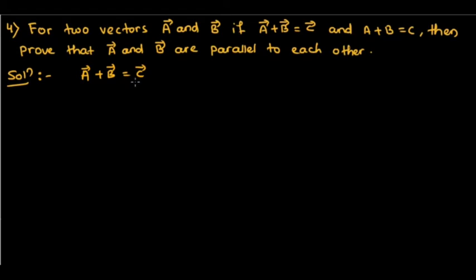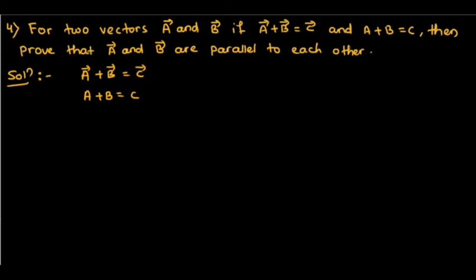Is that clear? This is the first data given. Next, we see that the magnitude of vector a plus the magnitude of vector b is equal to the magnitude of vector c. In the second expression there is no vector symbol given. That means if I add the magnitude of a and the magnitude of b, I will get the magnitude of c, and I have to prove that a vector and b vector are parallel to each other.